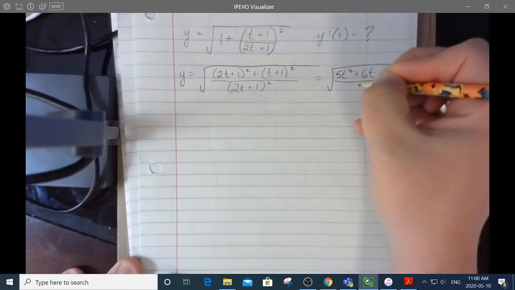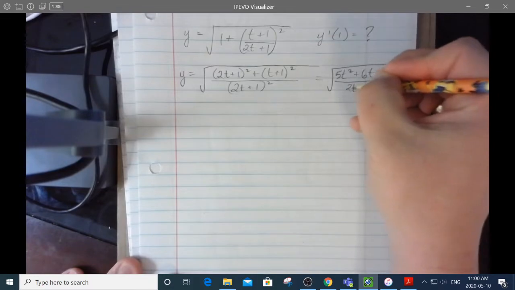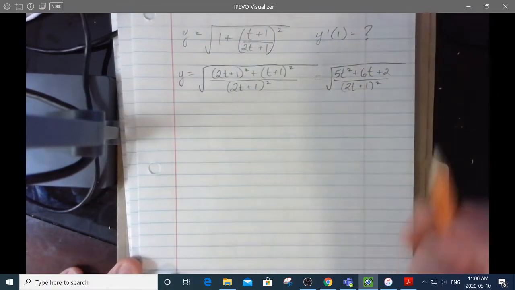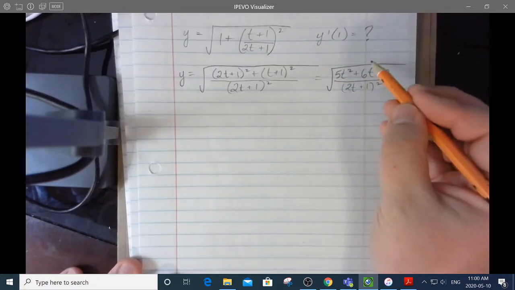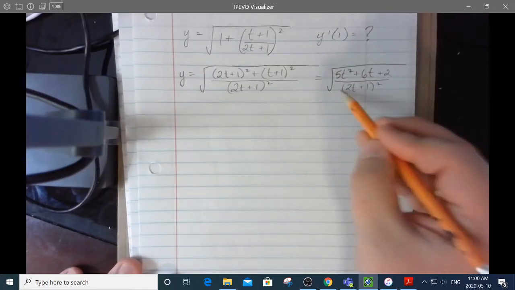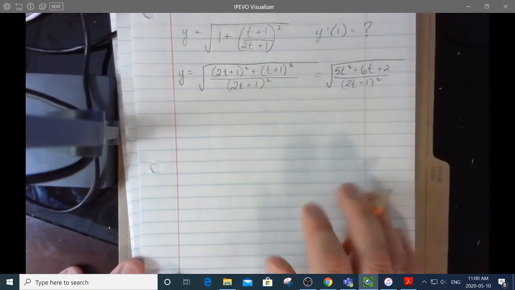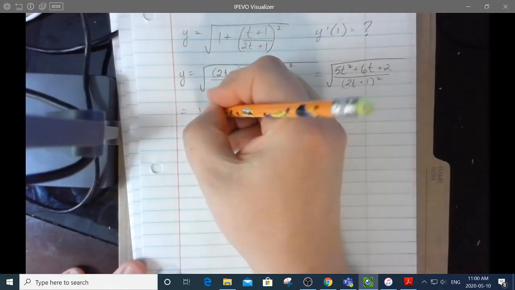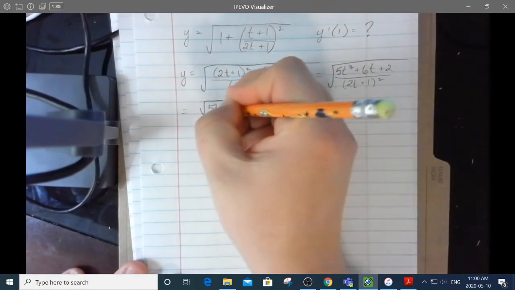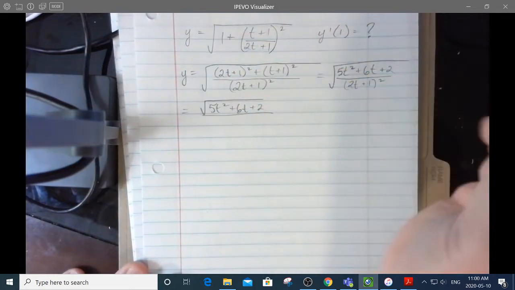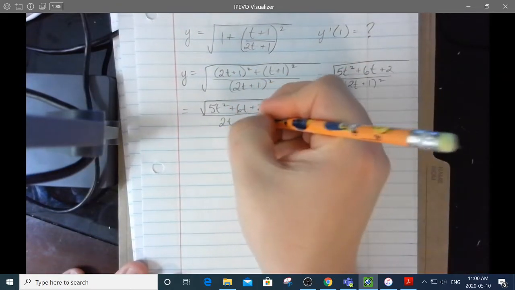All over 2t plus 1 squared. Okay, now notice that when you square root a fraction, you can square root the top and bottom separately. So if I square root the bottom, I can get just 2t plus 1. The square root cancels that square. So I am basically looking at this: 5t squared plus 6t plus 2 all over 2t plus 1.